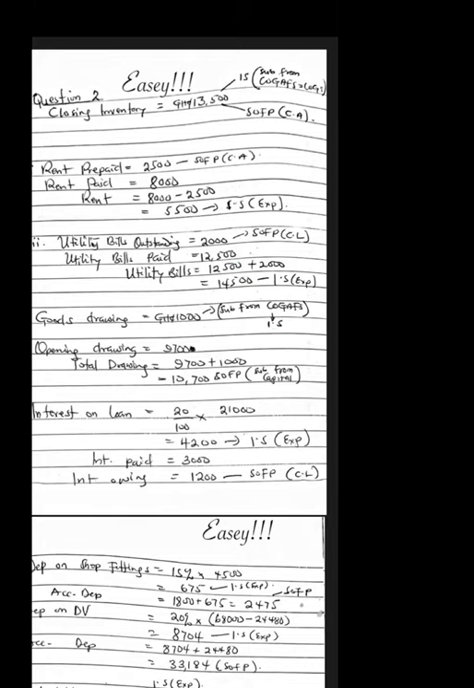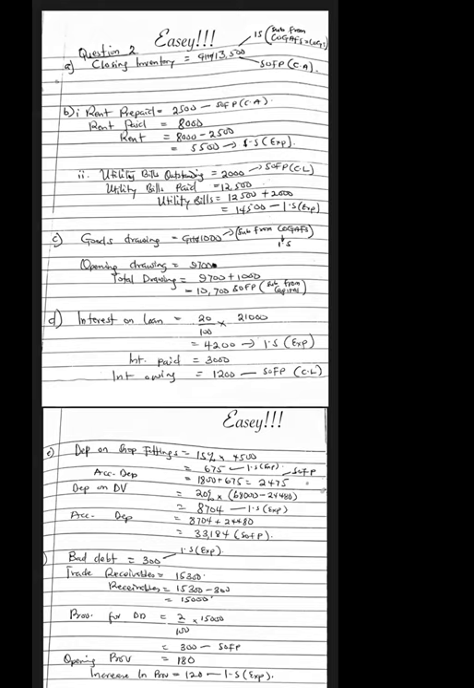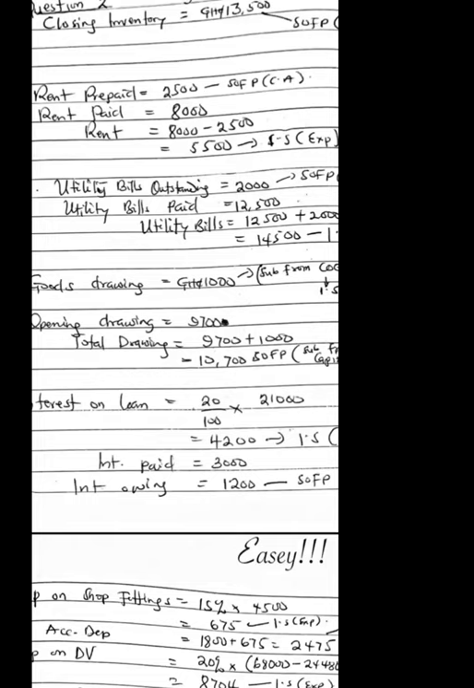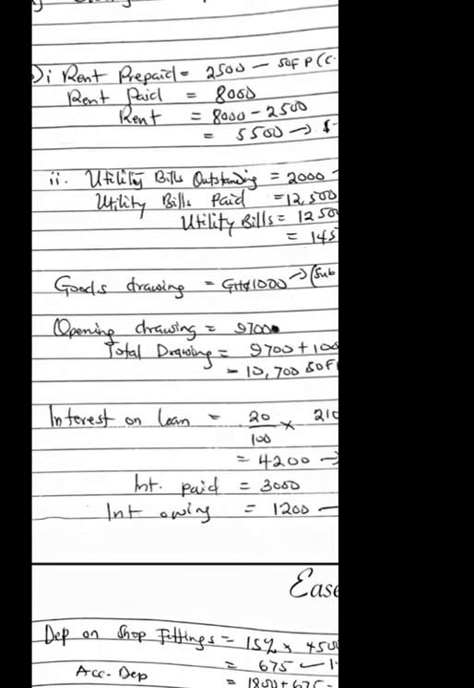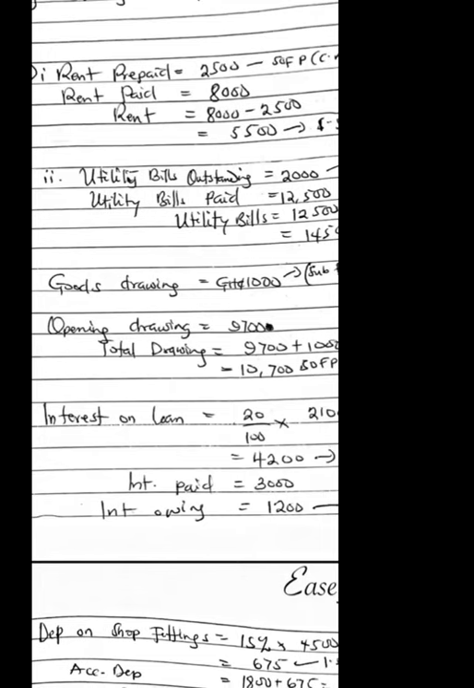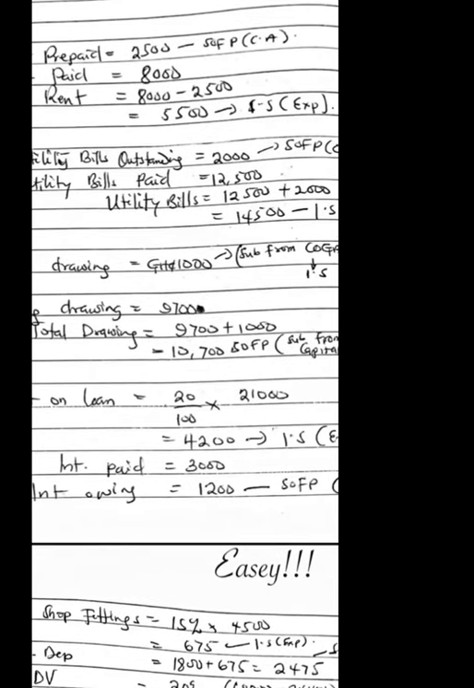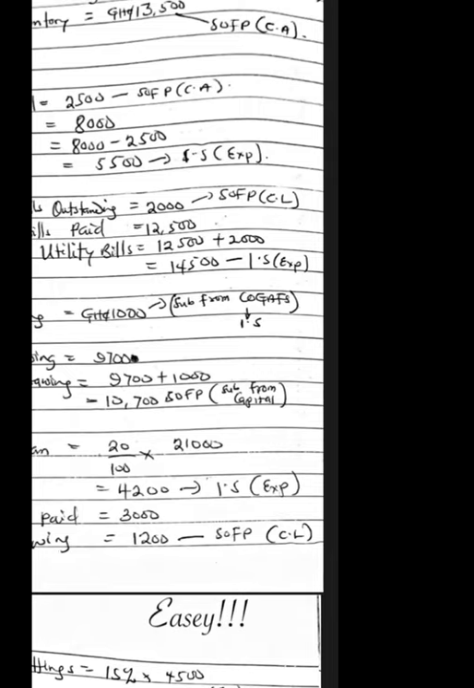And with the C, we have goods drawings of 1,000, and this 1,000 will go to income statement. We were given opening drawings in the trial balance of 9,700. So as at the end of the current period, total drawings will be 9,700 plus the 1,000, which gives us 10,700. This 10,700 will go to SOSP to be subtracted from capital.